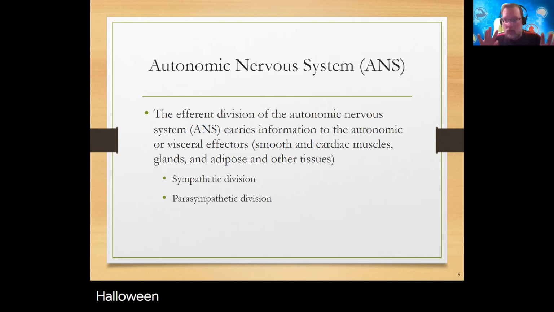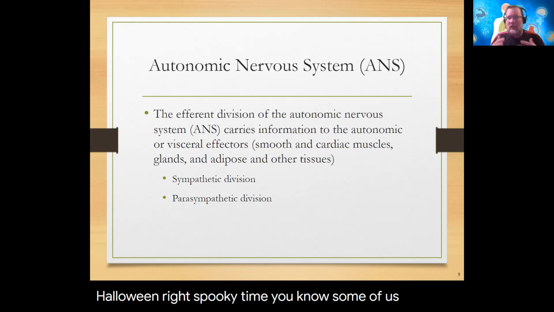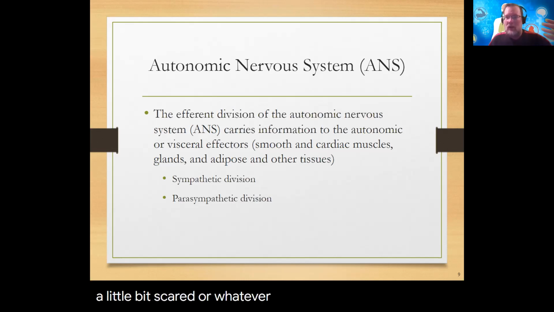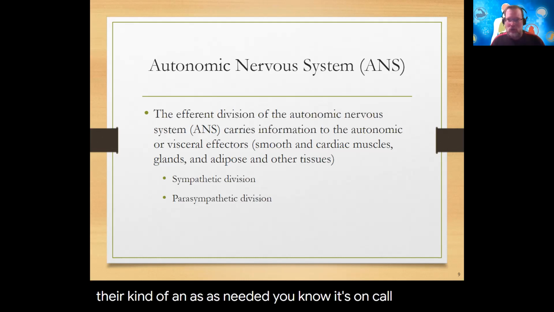Like, it's Halloween, right? Spooky time. Some of us like to be a little bit scared or whatever. We're playing around with the sympathetic nervous system. It's there, kind of as needed. It's on call. It's ready to get you ready to either fight whatever's in front of you or run away from it.